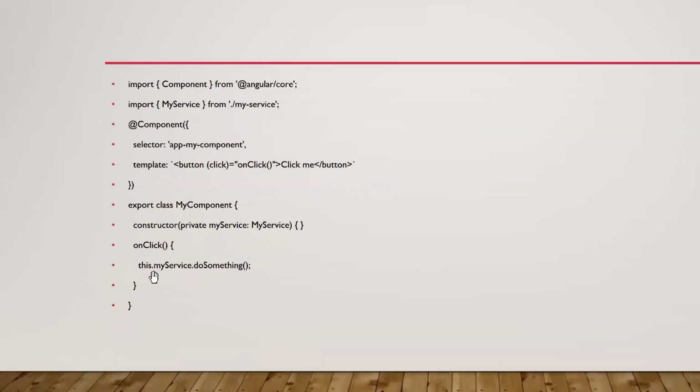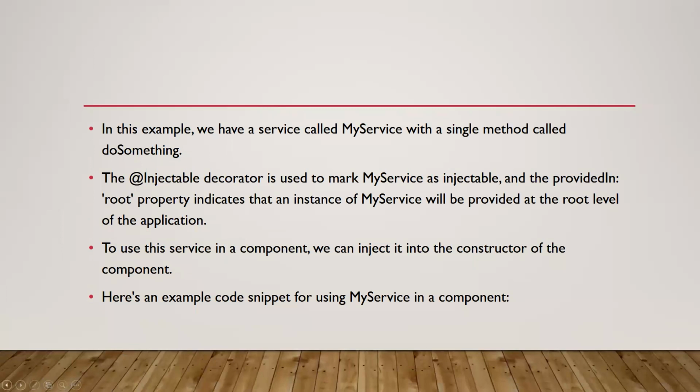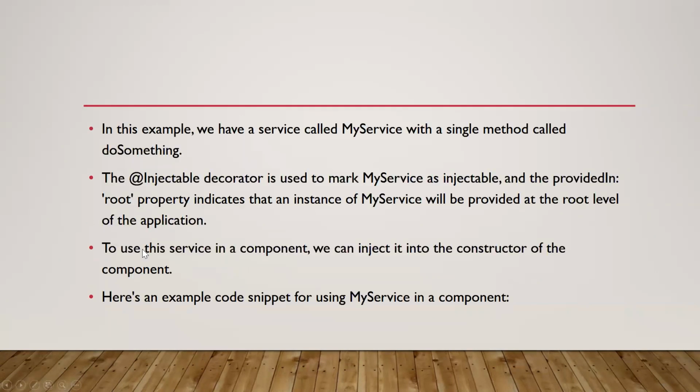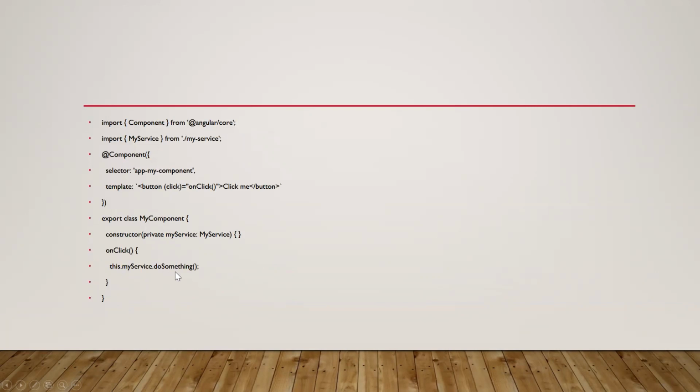Whatever the service is here, what is important is that this doSomething is like some data, but the component doesn't know what is there in this data. We are going to call this function from the component, this.myService.doSomething, and we are going to get the information of the particular service function. So you are communicating between the service and the component.